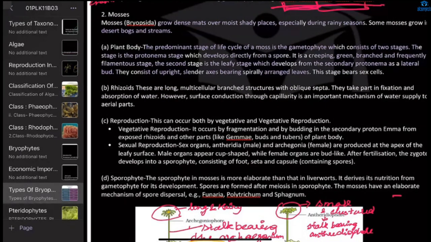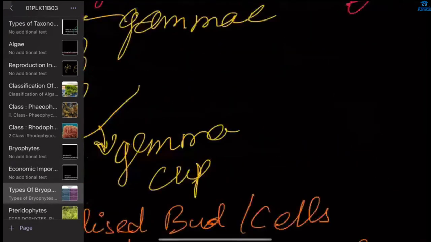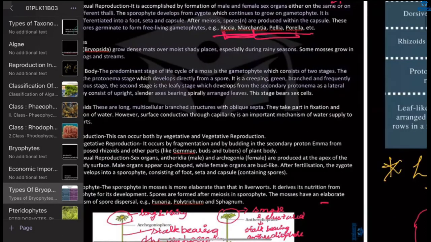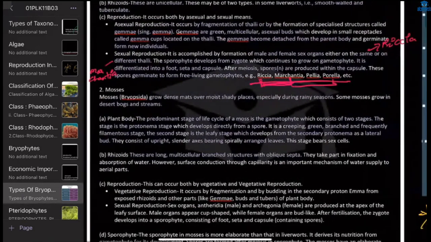Now how are their rhizoids? Rhizoids are long, multicellular and branched structures with oblique septa. They take part in fixation and absorption. Fixation, like we have seen here. See, these are long and branched-like structures. These are rhizoids, and they have long and branched-like structures in them. Now they may take part in fixation and absorption.